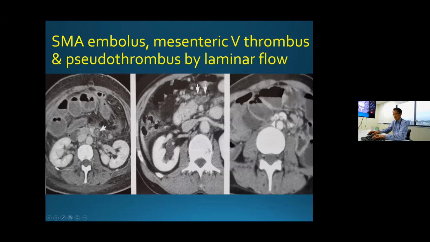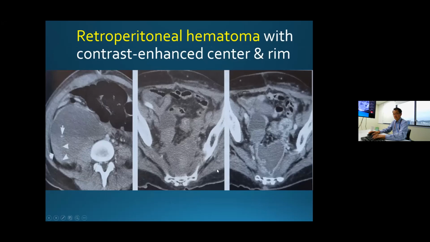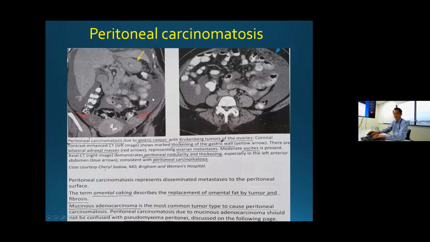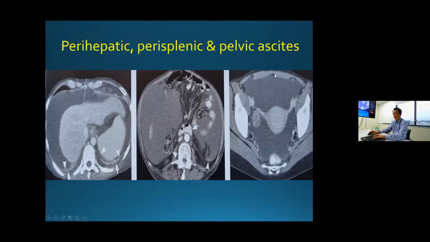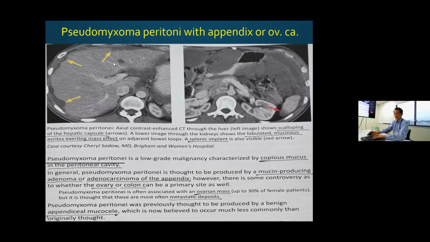Retroperitoneal hematoma, hematoma, fluid, this all hepatic fluid, ascites, it's all due to ovarian cancer, stomach cancer, pancreas, all this. It's all carcinomatosis. It's an omental cake, it's a nodular whole thing here, and the liver. It's all perihepatic, perisplenic, pericolic, all this fluid collection. If there's a nodular thing, more likely. So this so-called pseudomyxoma peritonei is from appendiceal cancer or ovarian cancer.